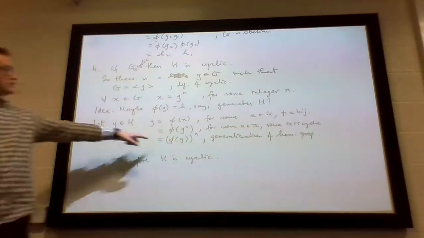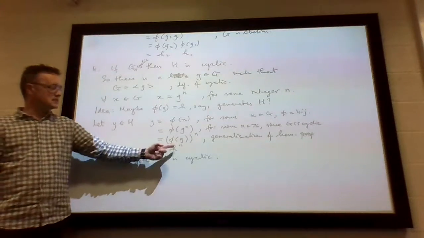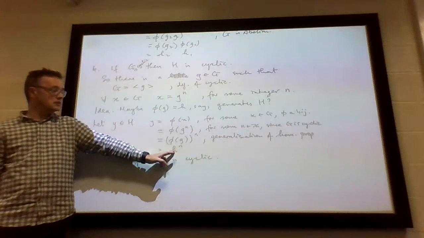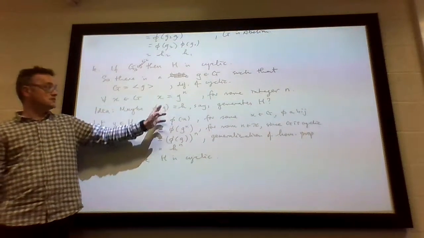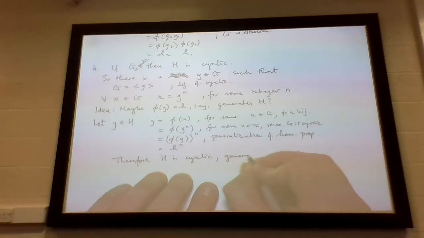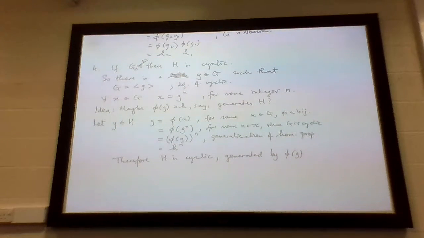But of course, what is this? Phi of g we named as h. This is h to the n. So we took a typical element of big H, and lo and behold, it's equal to some power of this special element of little h, which is phi of g. So that shows that H is cyclic, isn't it? Therefore, H is cyclic, generated by anything which is the image of a generator of G. So again, the group stuff in G gets mapped across to the equivalent stuff in H.